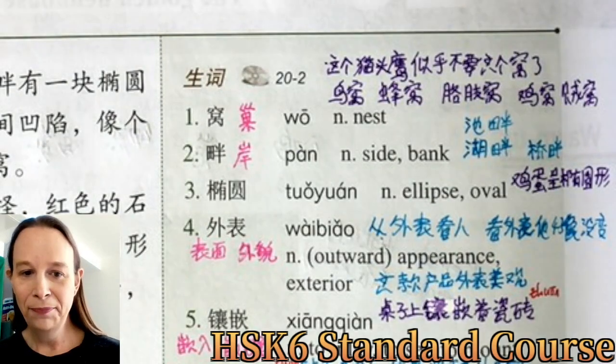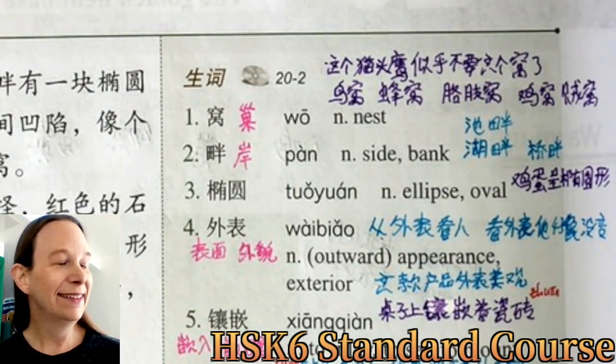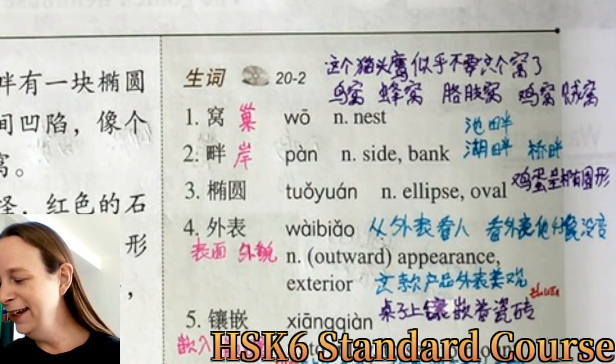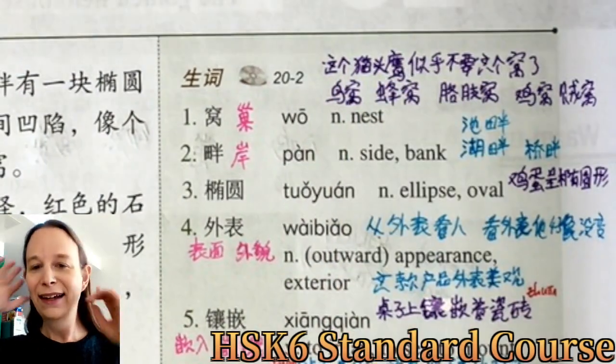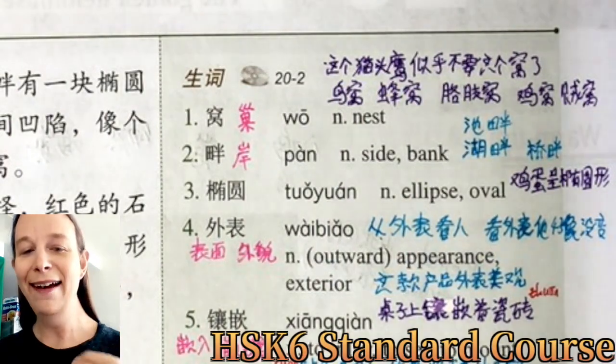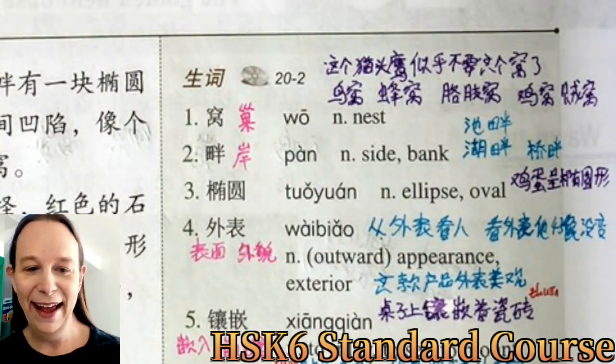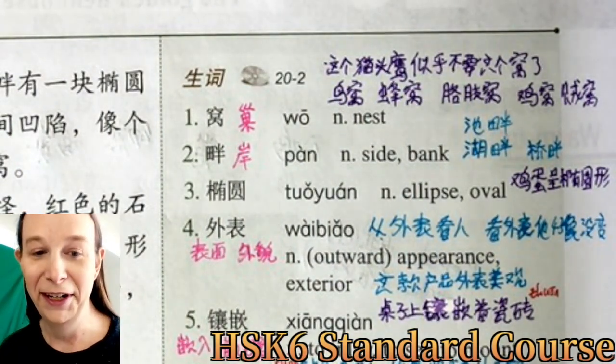这个猫头鹰似乎不要这个窝了。So the nest. Yeah, I saw an article recently for eagles' nests. Oh, this is a 猫头鹰. 猫头鹰 is not an eagle, it's an owl. But I saw an article about an eagle's nest and they're huge.